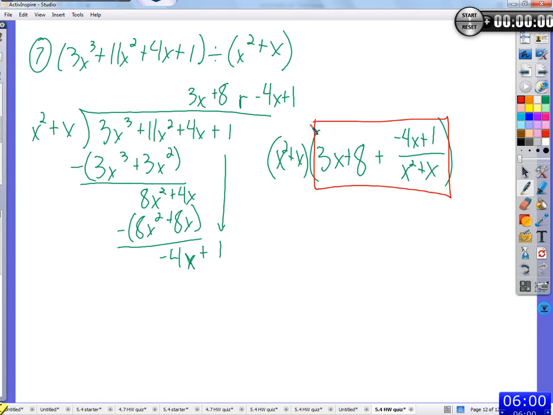In this scenario, which of these things is the divisor? X squared plus x is the divisor. Okay. So, for certain kinds of divisors, we can use an easier form of division. So let me show you first what a divisor needs to look like.